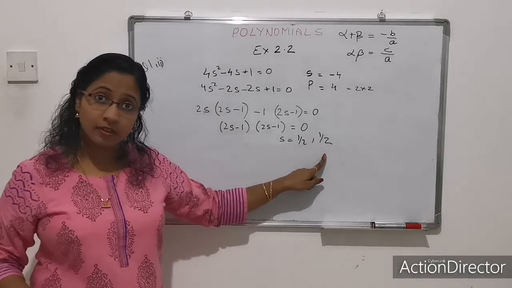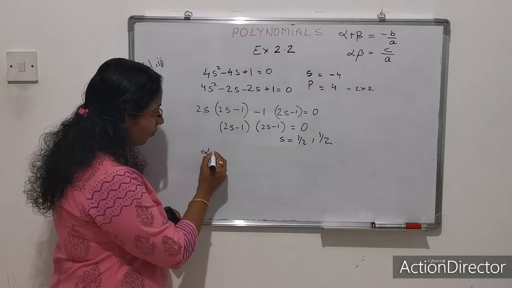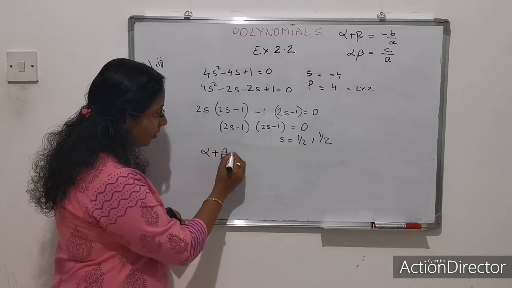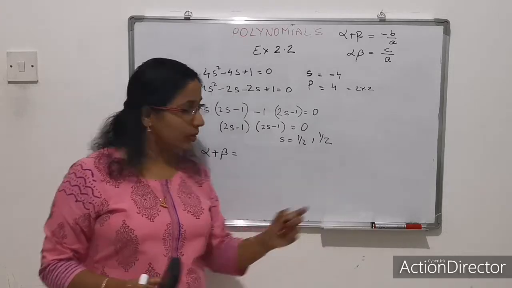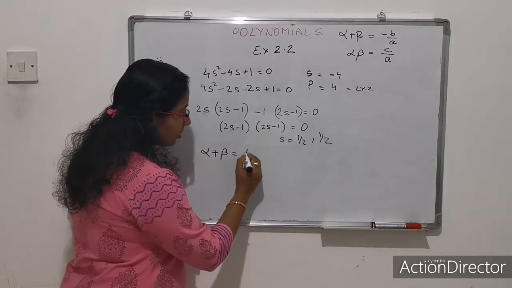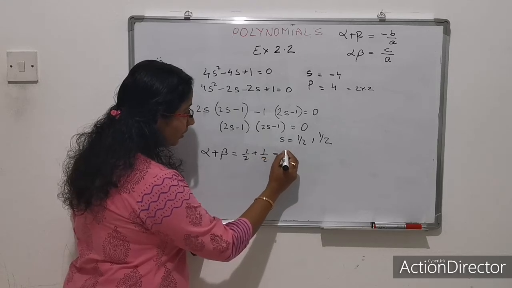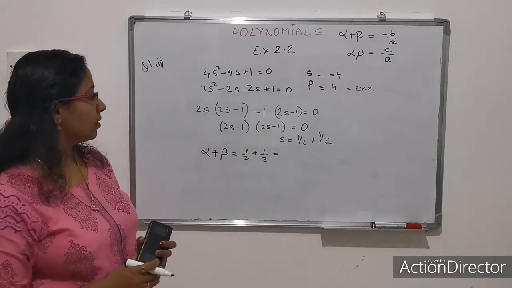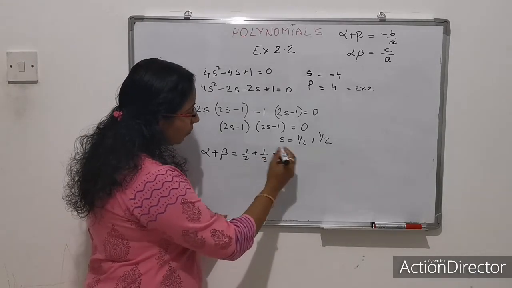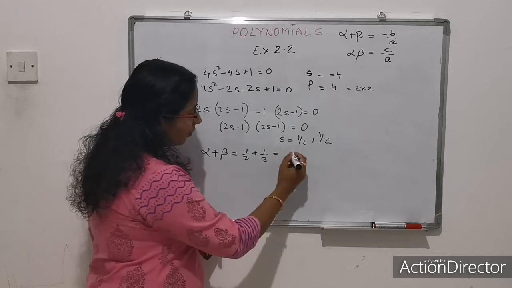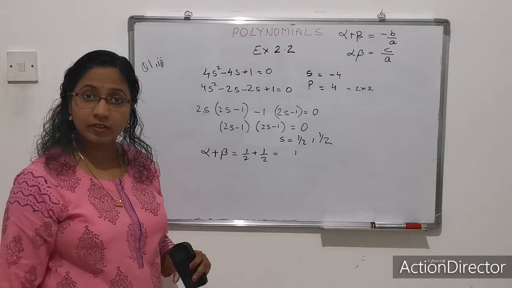Okay? Clear? Now what we have to do? We have to do the checking. So alpha plus beta. Alpha is half and beta is also half. So alpha plus beta is equal to 1 by 2 plus 1 by 2, that is equal to 1. So alpha plus beta gives 1, right?